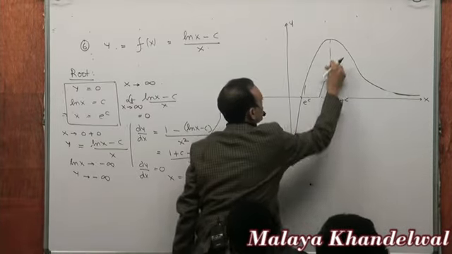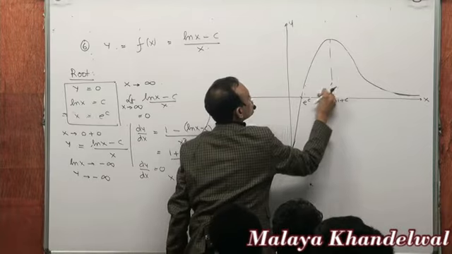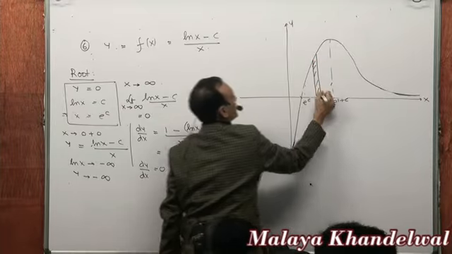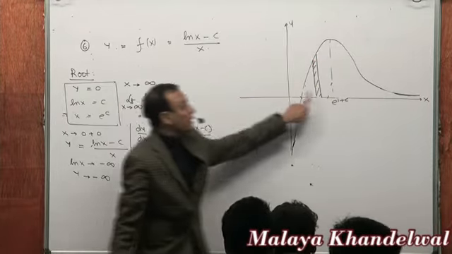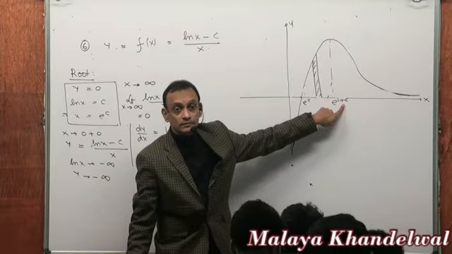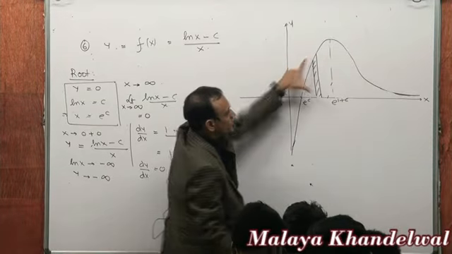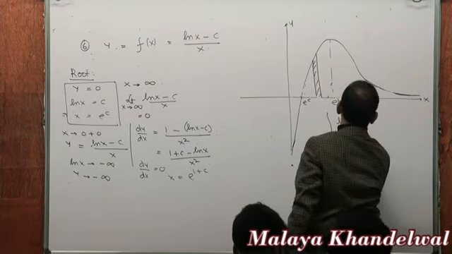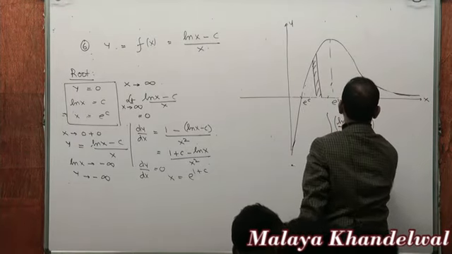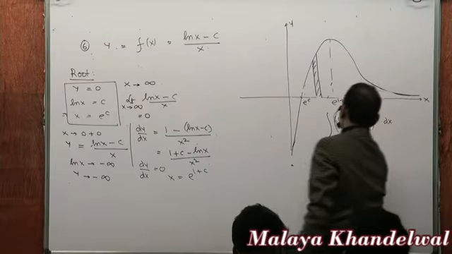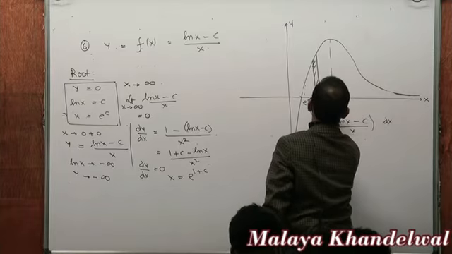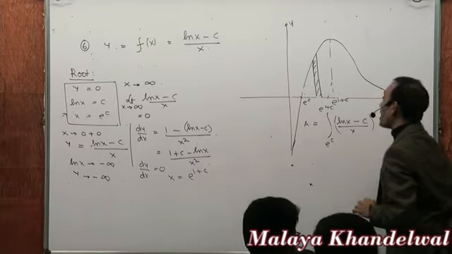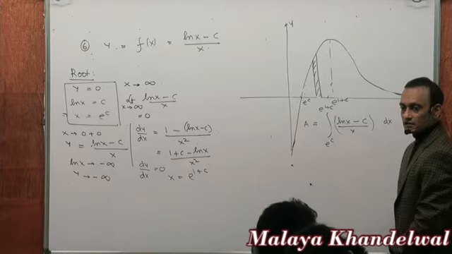So what kind of strips are we going to select here? We're going to select strips of this kind, vertical, y dx, where x runs from e power c to e power 1 plus c, right? This strip is y dx. Y is ln x minus c by x, dx. X runs from e power c to e power 1 plus c. That's the area, and we want to show that this is independent of c.